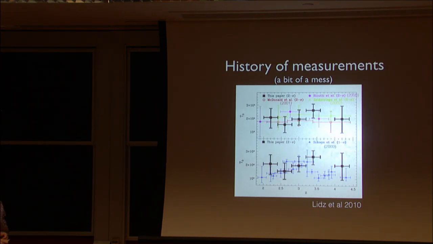Okay. So I would say as of 2010, Adam Lidz led a study that both Matthias and I were involved with to measure the temperature. This was the first measurement in a while. Most of the measurements of the temperature of the IGM were around the year 2000. Matthias was involved with one of them. Because high resolution spectra were not super available, most of these used maybe a handful, order 10 quasars.